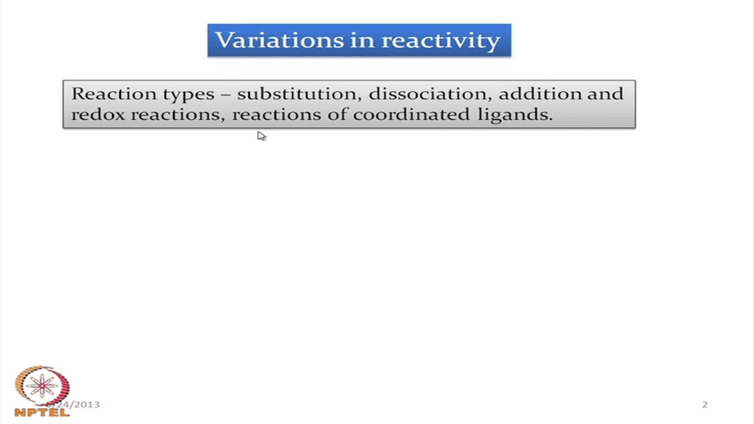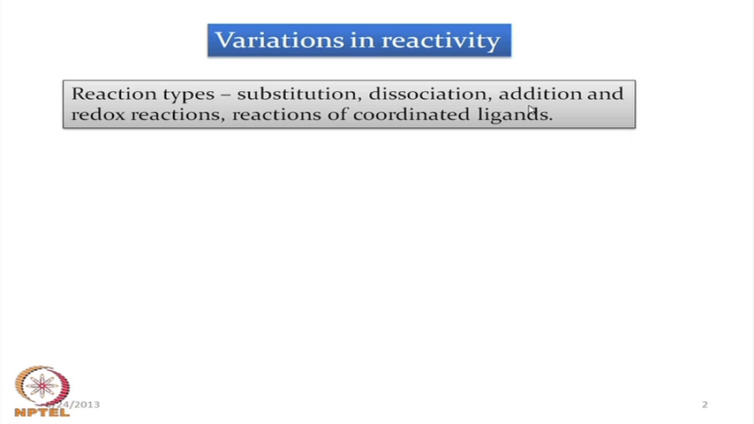there are different reaction types. While talking about these inert and labile complexes, but before proceeding to that, let us see what the different reaction types we can consider. While talking about the substitution reaction, that means one ligand is getting substituted by the other. Then the dissociation reaction means the ligand is getting dissociated from the metal environment. Then the addition reaction, that is the opposite of dissociation, that means we can add one particular ligand to the corresponding species.